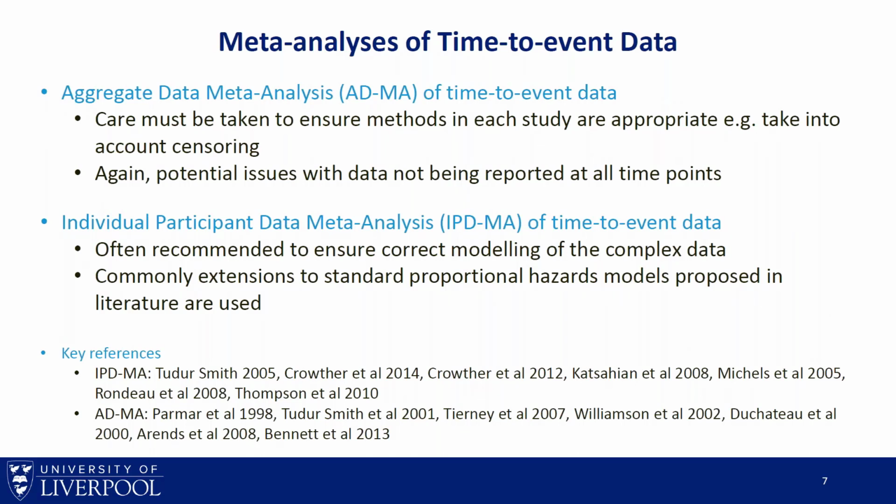As with longitudinal data, due to its complex nature, aggregate level meta-analysis of time-to-event data can be challenging. Parameters might be reported at different time points. Studies might not have used the most appropriate methods. They might have ignored censoring. Individual participant level meta-analysis of time to event data does require a lot more statistical expertise, but it's generally recommended to ensure that the complex data is correctly modelled. Existing, for example, proportional hazards models can be extended to account for the nesting, for example, by using mixed effects or by stratifying the baseline hazard by study. And again, there are some key references for meta-analysis of time to event data there at the bottom.